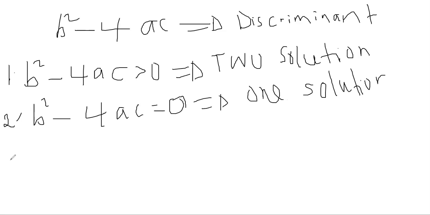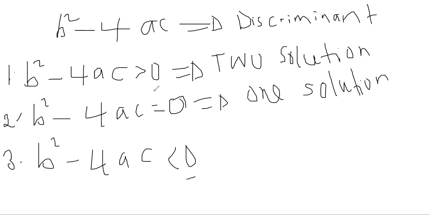The third one is when b square minus 4ac is less than 0. Less than 0 means it becomes negative, while greater than 0 means the number becomes positive. Then we will have what? No solution.